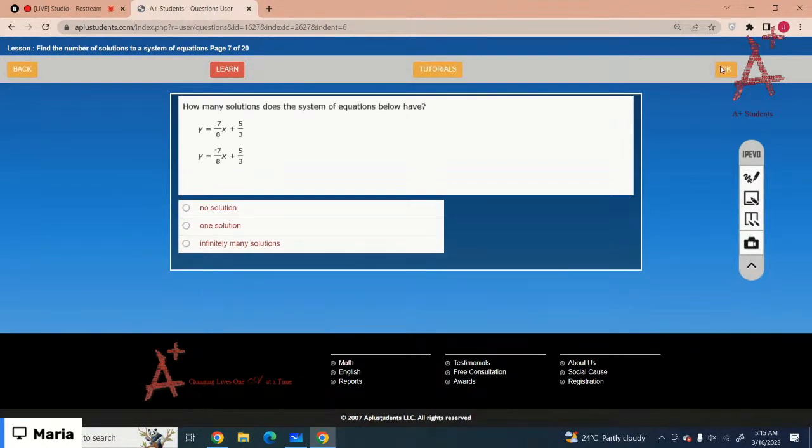Okay, how many solutions does the system of equations below have? Both equations are identical. Got it? So when the equations are identical, they have infinitely many solutions. Got it?